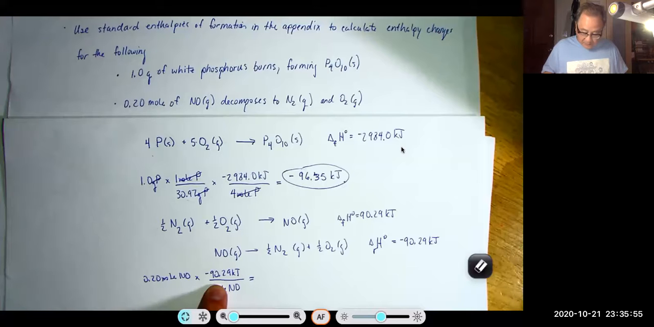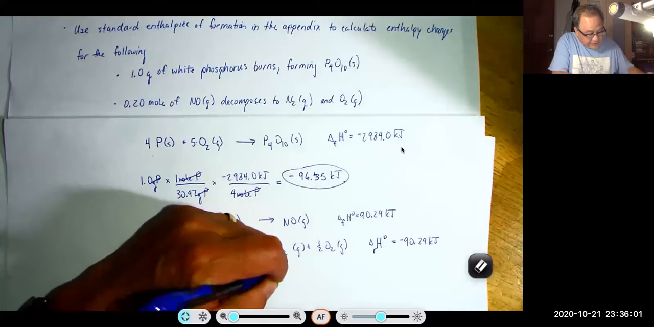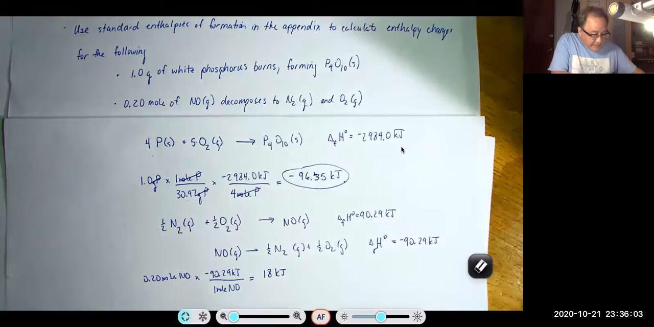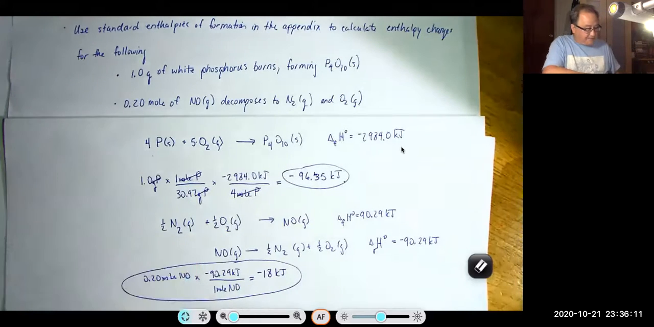90.29 times 0.2. And here we're going to get 2 sig figs. So we get 18 kilojoules of energy, and it's going to be negative. So that's actually energy released. So here's the answer for the second one.